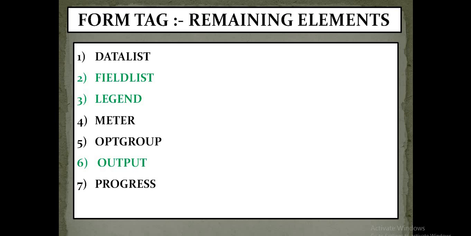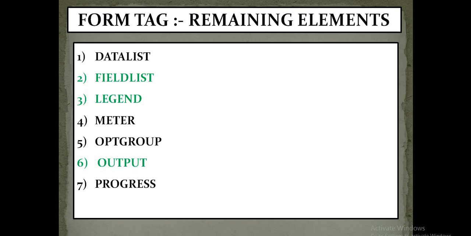So right now we are going to discuss the remaining tags that we did not discuss in the part 2 video of form. In the part 2 video we did the practical on fieldset, legend and output. So the remaining datalist and optgroup we will do in a form. Meter and progress we will do within the form or not, it's different states.